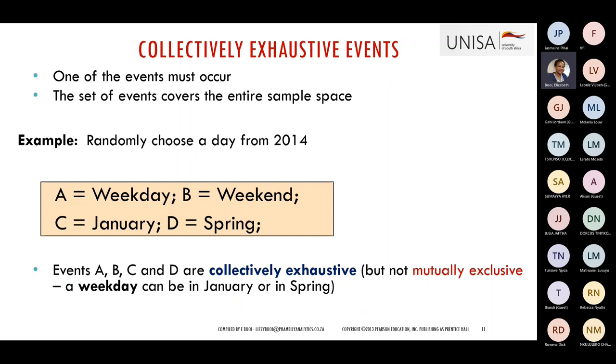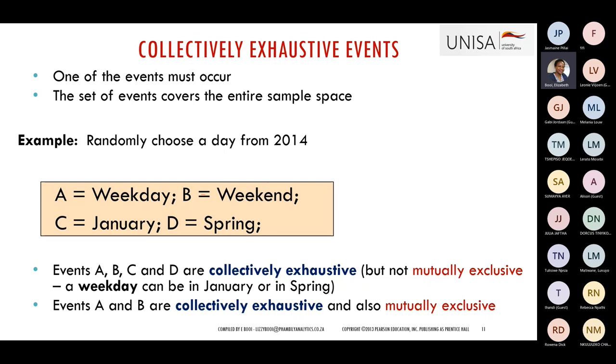However, they are not mutually exclusive. Only A and B are mutually exclusive, because a weekday can never be on a weekend. And January and spring, when it's summer? Summer starts when? I don't know. But spring and January are also not mutually exclusive. Okay, so that is collectively exhaustive events. They need to cover the entire sample space. Events A and B are collectively exhaustive and they are also mutually exclusive.